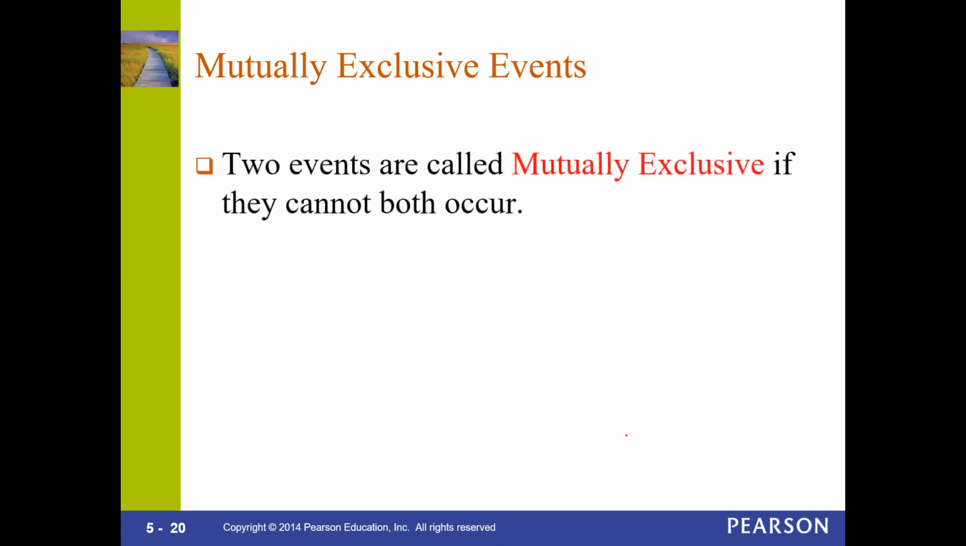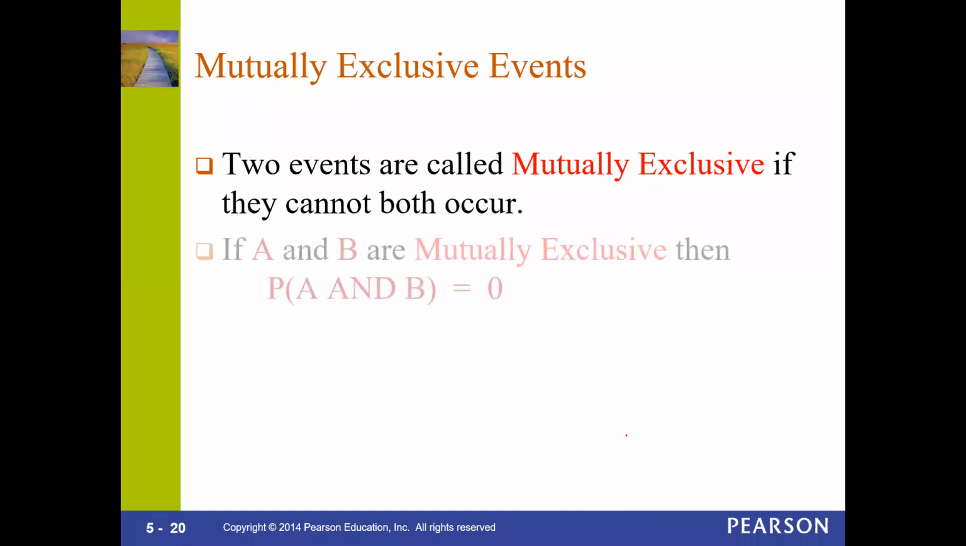This will happen whenever two events are mutually exclusive. That means they cannot occur at the same time. If they cannot occur at the same time, you say it's mutually exclusive, and the probability of both of them happening at the same time will be 0. That's the probability of A and B will be 0. The probability of something that's impossible will always be 0.